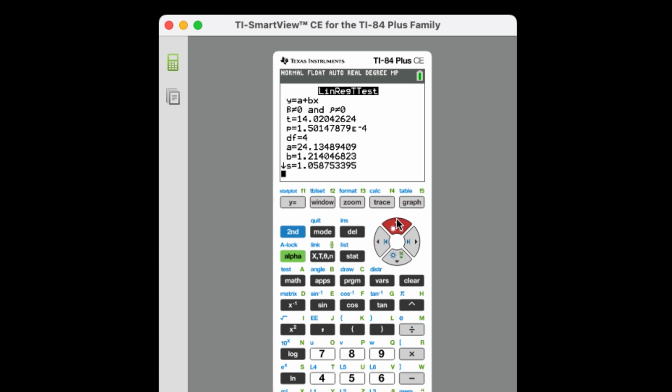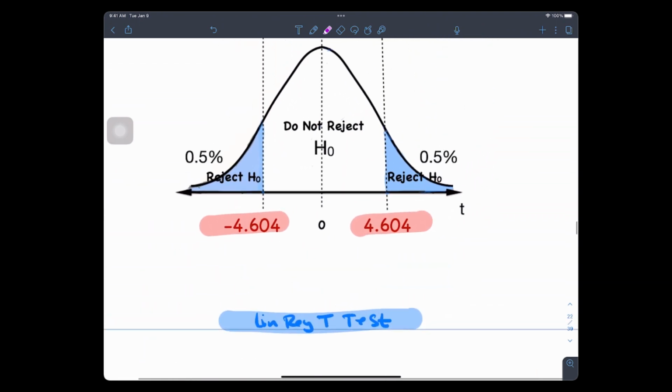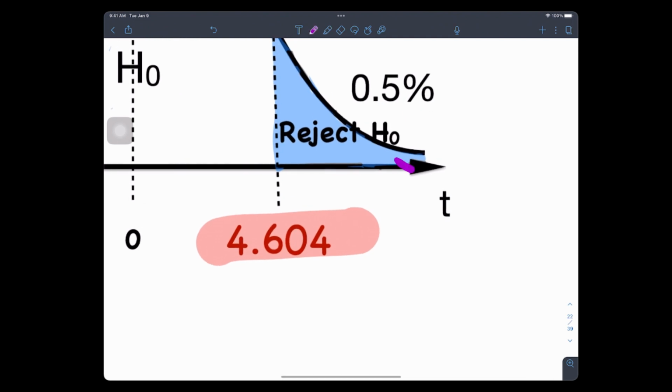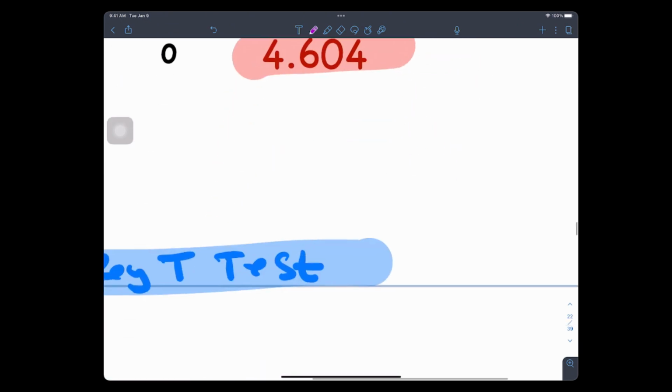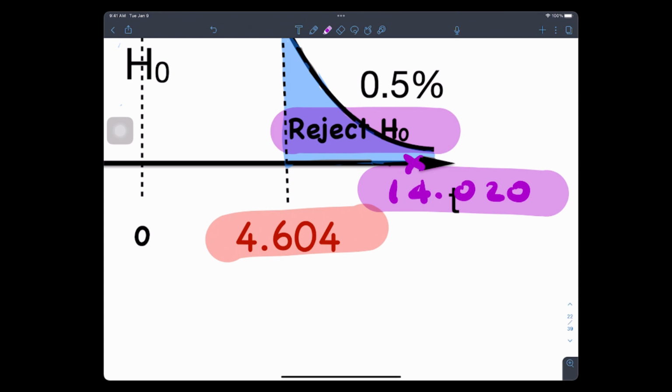So if you can read this, tell me what is the test statistic? Go to the nearest thousandths again. The test statistic is 14.020, ladies and gentlemen. This is what they want. We have to see where this lives in our decision rule. So 14 is way over here. 14.020, you reject the null hypothesis.